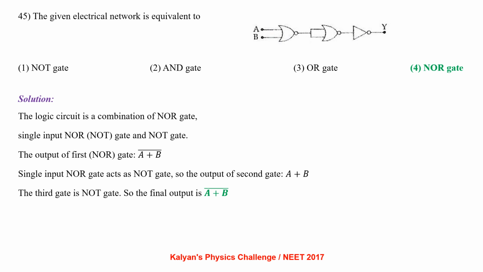Now this is fed to a single input NOR gate. A single input NOR gate acts as a NOT gate. So the bar is cancelled. The output from the second gate is A plus B. Now this output A plus B is fed into a NOT gate. So the bar will appear again. So the final output is (A plus B) whole bar.